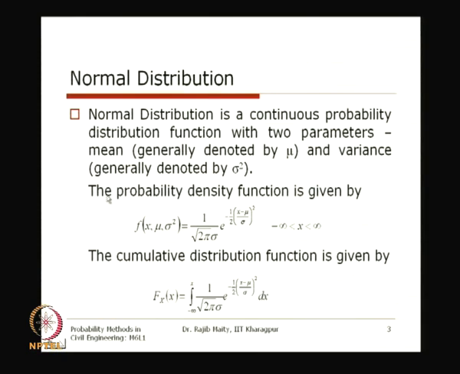Now this probability density function is given in this form: f(x; mu, sigma) equals 1 by square root of 2 pi, with sigma outside the root, times e to the power minus half of ((x minus mu) by sigma) whole squared. And this is the support of this distribution, which is from minus infinity to plus infinity.